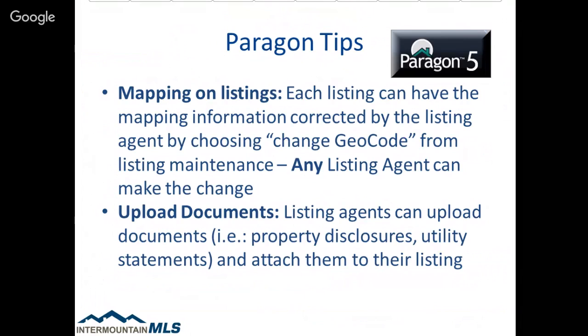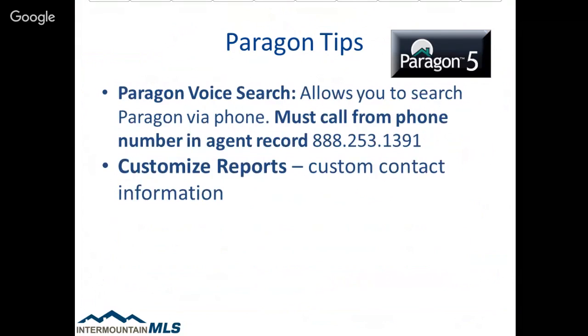Also, as the listing agent, you can upload documents to your listing, upload a property disclosure or other information for agents to see. And those documents can be made public or not. Public means when someone emails that listing, it'll have a document icon on it for a consumer to view. If it's not public, only agents in Paragon are going to view it.